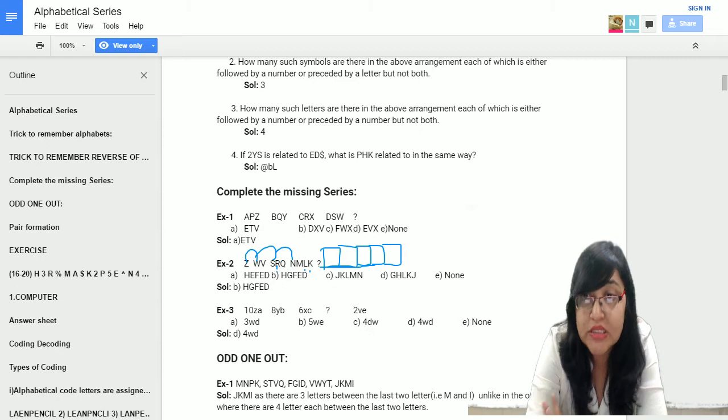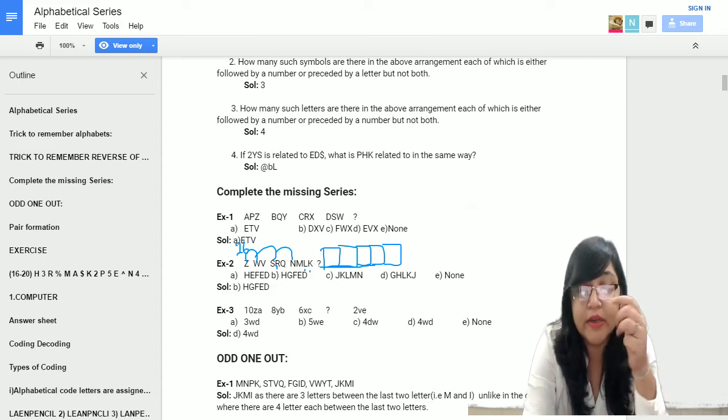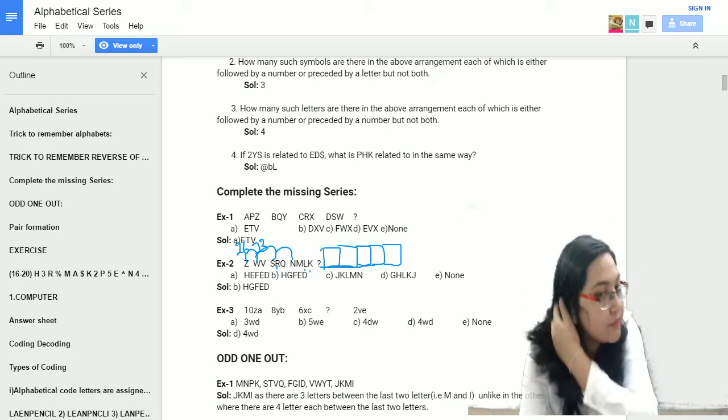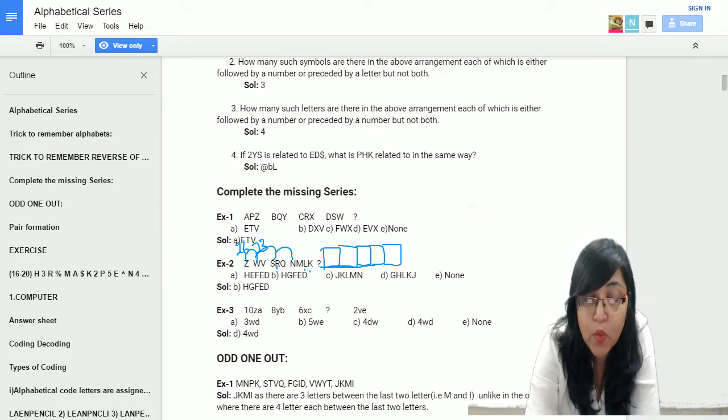So what is the place value of Z? The place value of Z is 26. Clear? Next, the place value of W, I have already told you, is 23. Next, what is the place value of S? I told you that S is for Sachin and Sachin is for 19. Next, we have N. The place value of M is 13, for middle. We know always after M, N comes, so the place value of N would be 14.